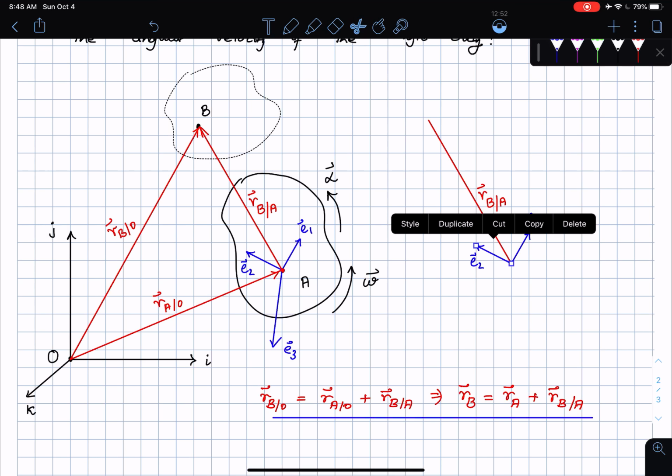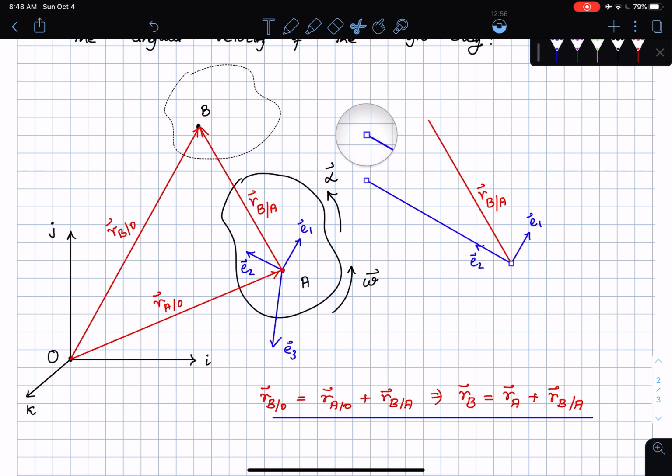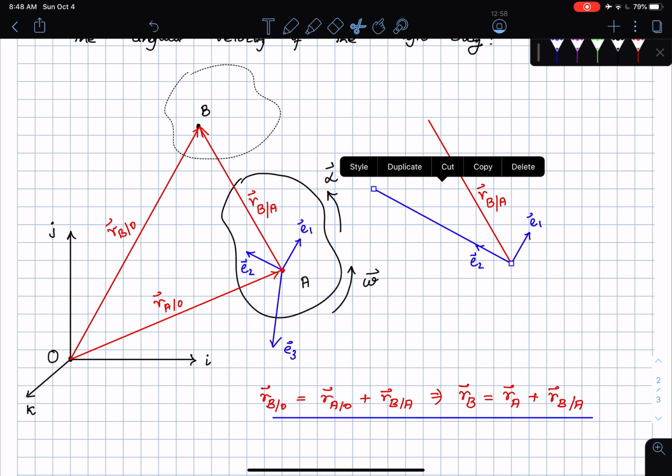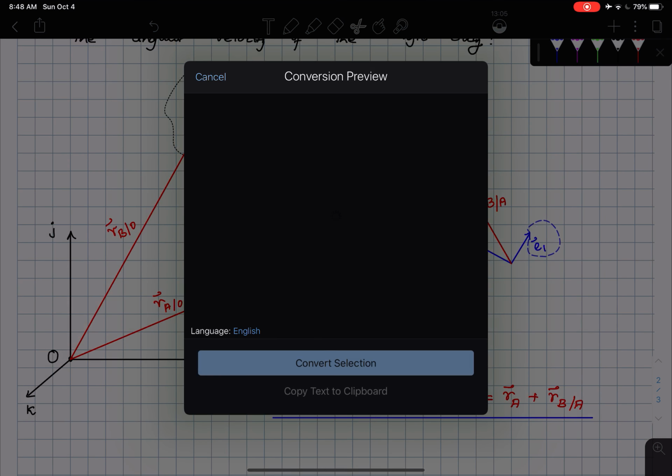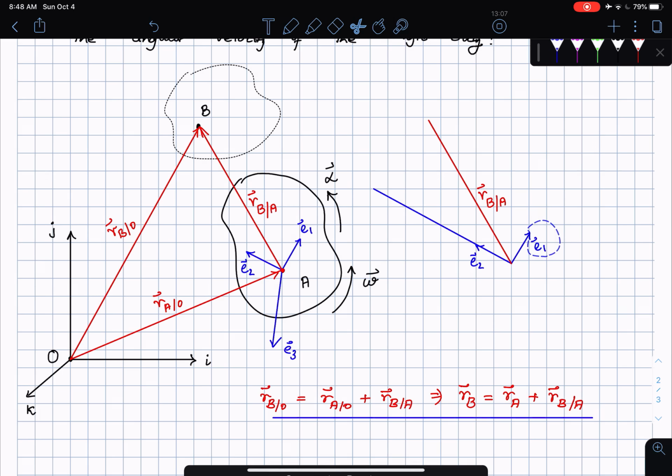So here is what I can do, right? I can take these directions and go all the way up to there. And likewise I can take this and extend this. Before I do that, let me get this here. Okay, and so this is the E1 direction. The E2 direction here is R B slash A, right?